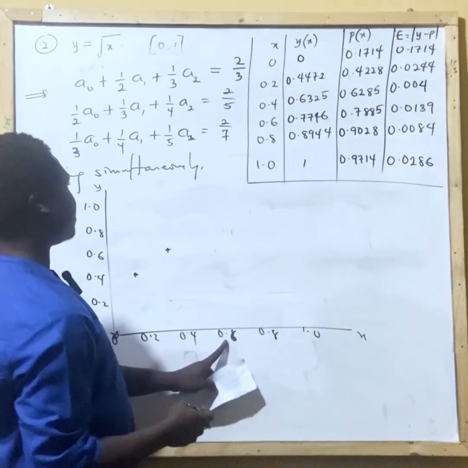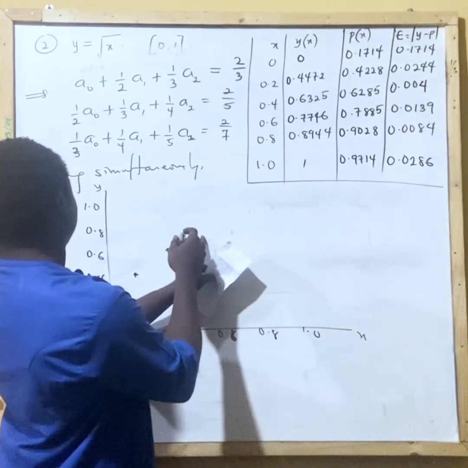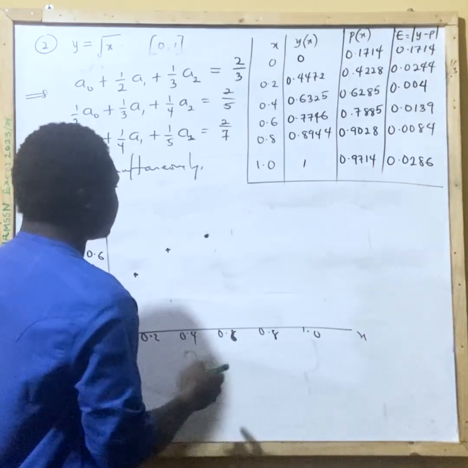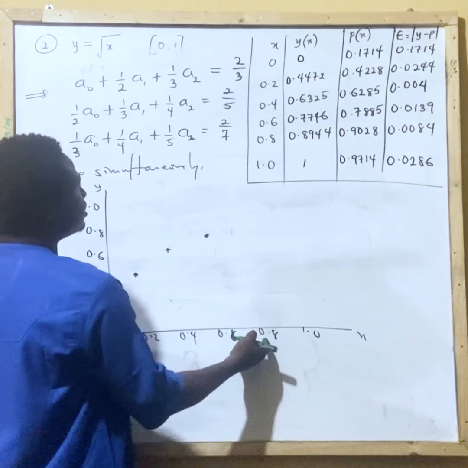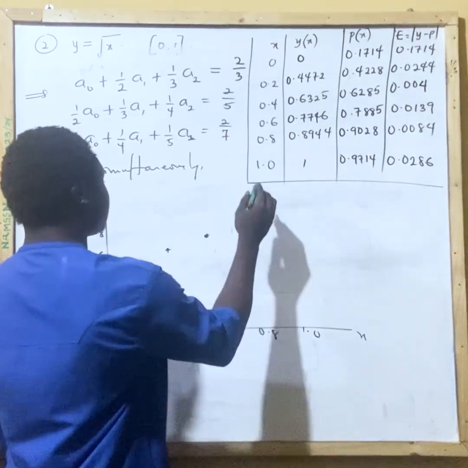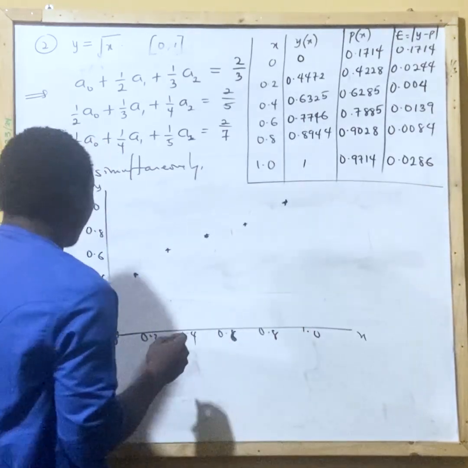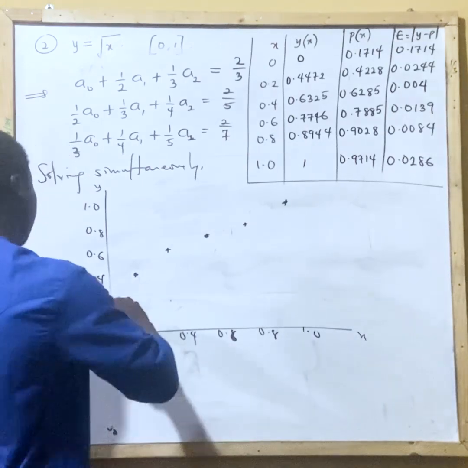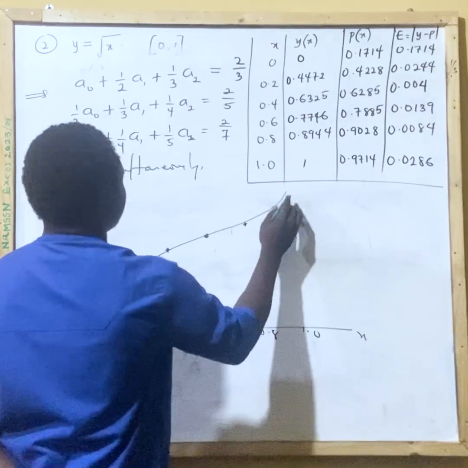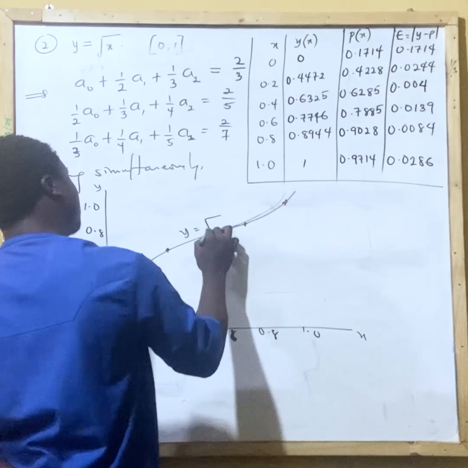When x is 0.6, y is 0.7746. So that one should be between 0.6 and 0.8. So let's say here. At 0.8, y is 0.8944, so that will be slightly above 0.8. And when x is 1, y is 1. So for root x, this is the graph. This is the graph for root x. So this is y equal to root x.